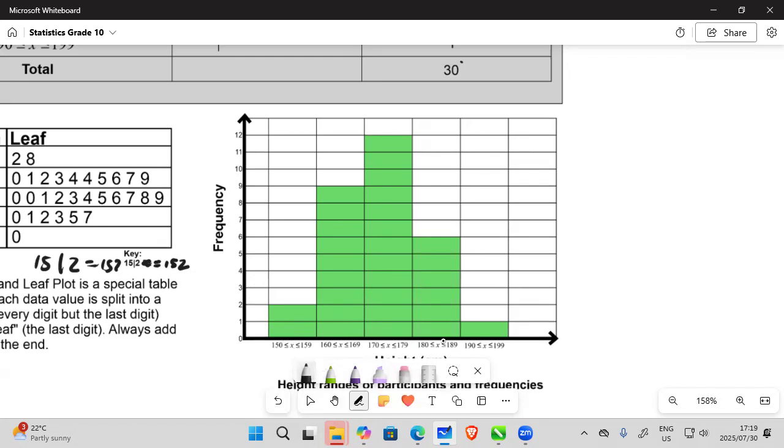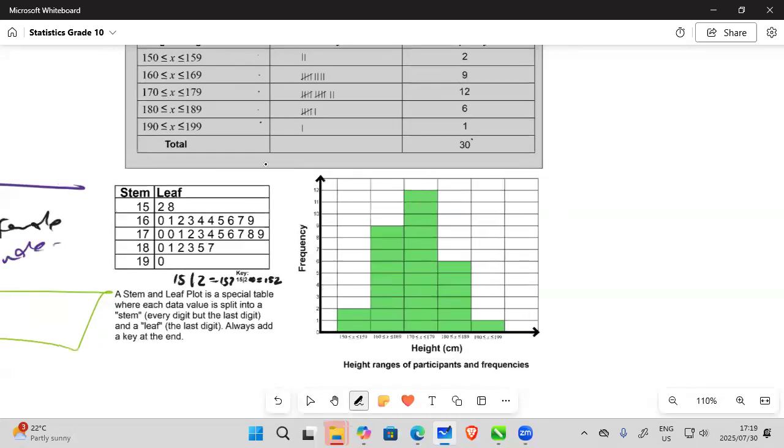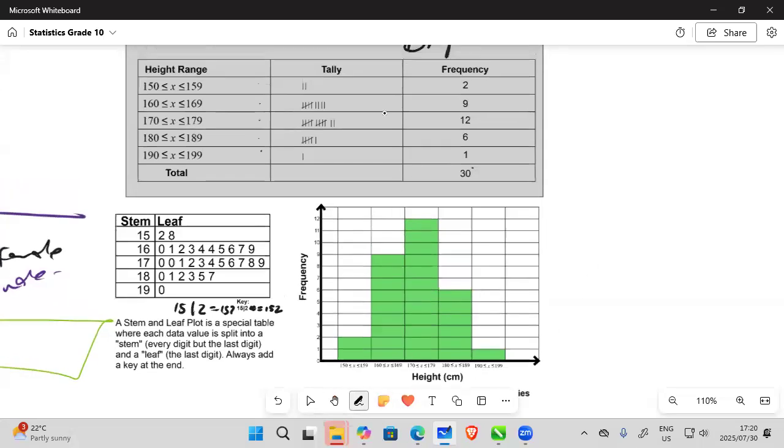Okay? Then I take all of these categories here. See these categories here that we created? And we write them here. And then we ask ourselves, how many people or how many participants belong to this category? It's 2. So therefore I'll shade 2. So I come to 2 and I'll draw a bar like that there. Then next to the bar, we do the next interval. How many belong to there? 9. Can you see that?